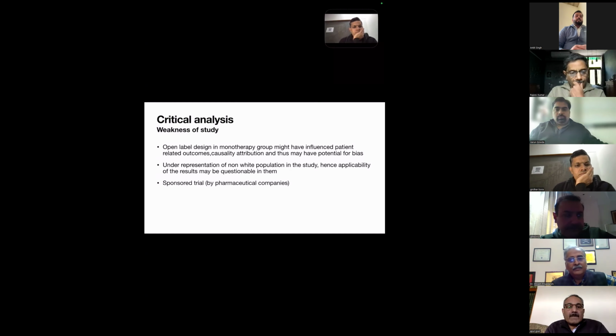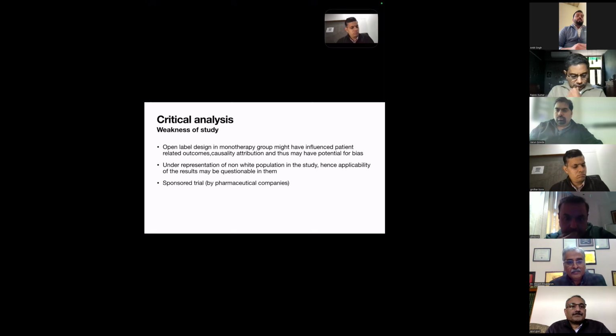Regarding the weaknesses of the study, the enzalutamide monotherapy group had an open label design with no addition of placebo, which might have potential for bias in causality attribution and patient-reported outcomes. There was also underrepresentation of the non-white population in this trial, less than 20%, who have more risk for prostate cancer. And it was also a sponsored trial funded by a pharma company, so there is always a risk of bias in favor of the newer treatment. Thank you, sir.